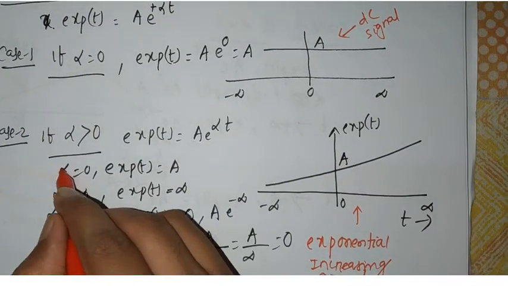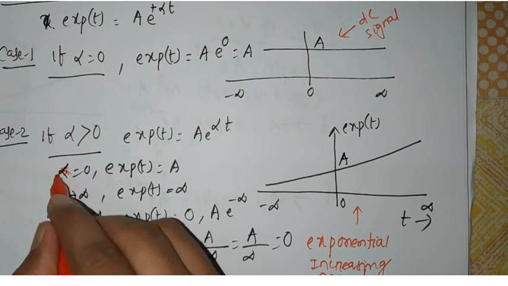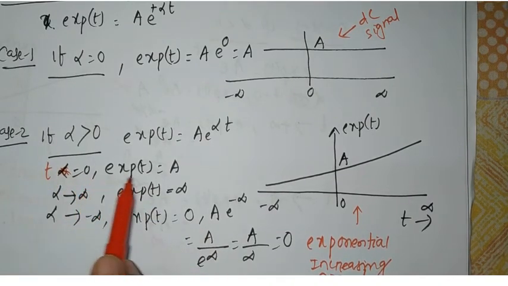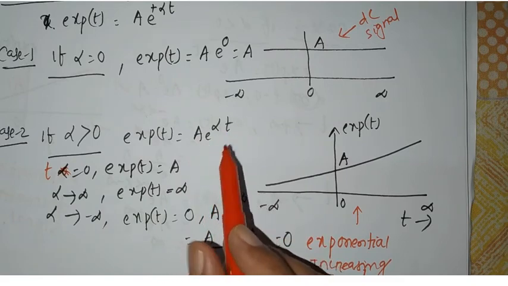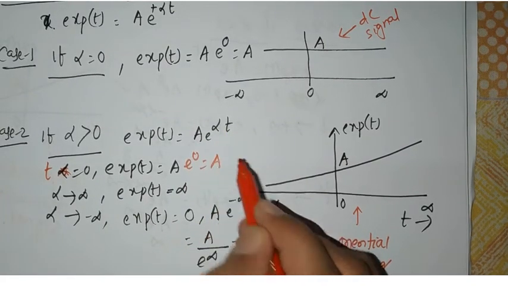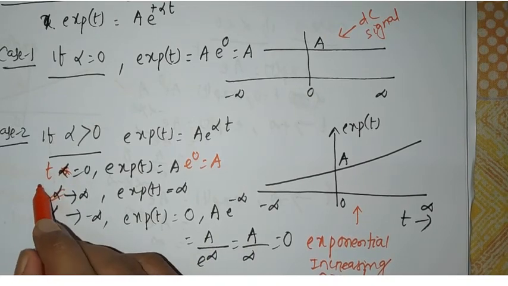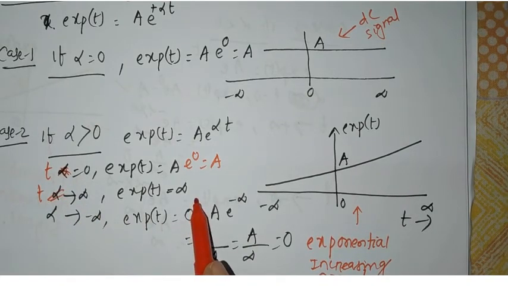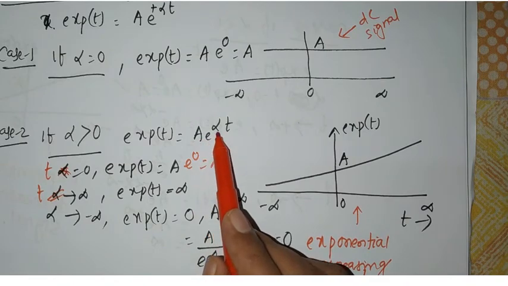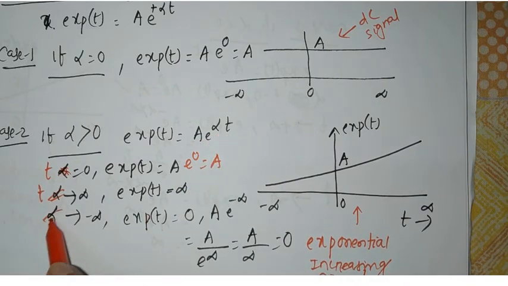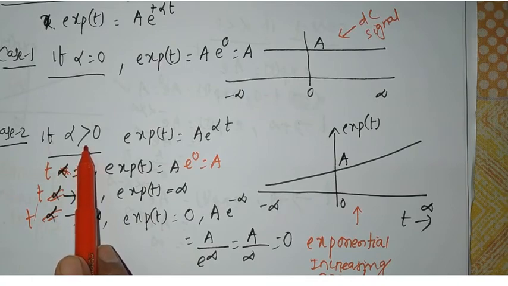Like before, I want to make a small correction here. Here actually I gave alpha, sorry, it is not alpha, it is t. When t equals 0, it is a e to power 0, which is a. Here also not alpha, it is t. When t tends to infinity, it is a infinity, because e to power alpha multiplied by infinity is infinity, and when t tends to minus infinity, it is e to power minus infinity equals 0. Okay, small correction please. This is not alpha, because here I already took alpha greater than 0. So not alpha, it is t.